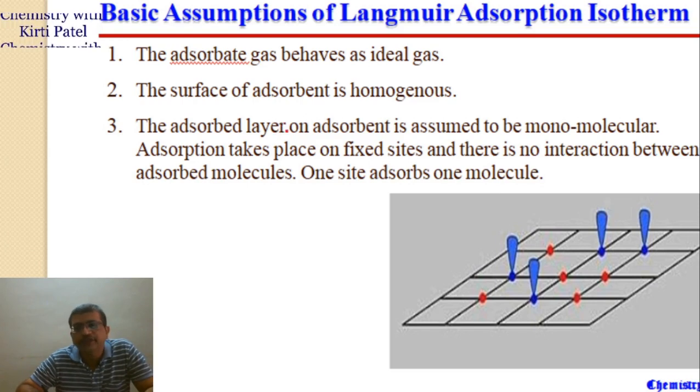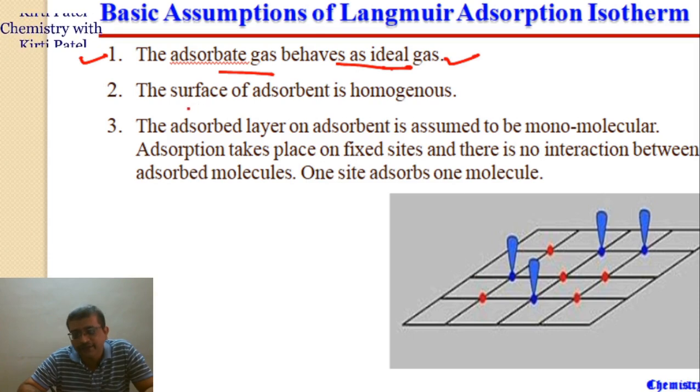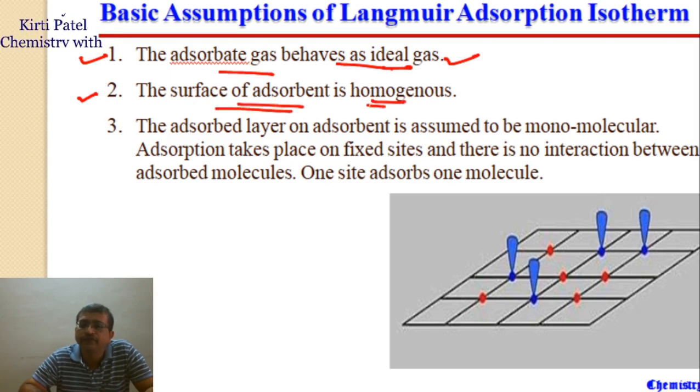This Langmuir adsorption is based on certain assumptions. The first assumption is that the adsorbate gas is considered to be an ideal gas. Although we know that all gases are real gases, not ideal, for the assumption it has been assumed that the adsorbate gas behaves like an ideal gas and so follows all the gas laws. The second assumption is that the adsorbent surface is homogeneous. That is, all sites are equivalent. As all sites are equivalent, they will have equal heats of adsorption also.